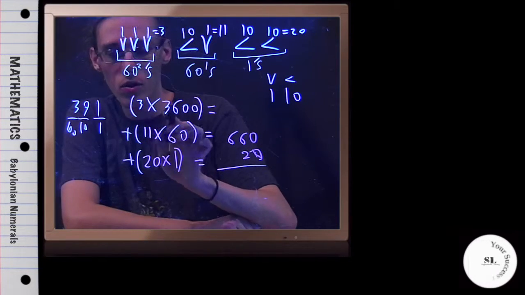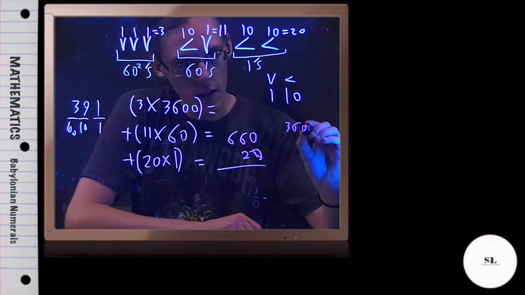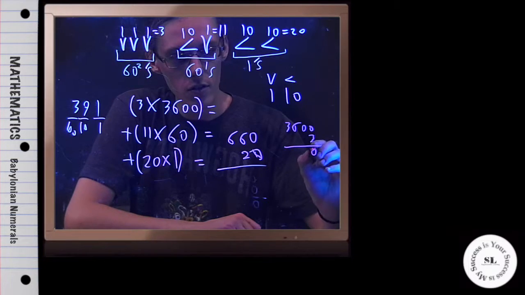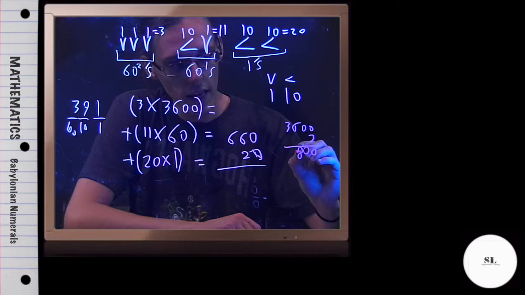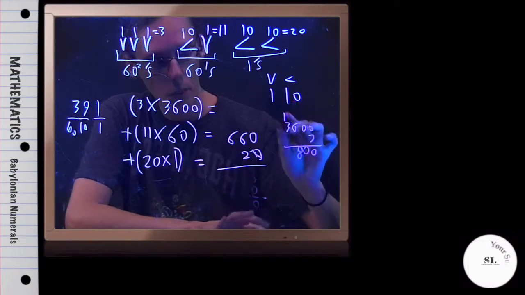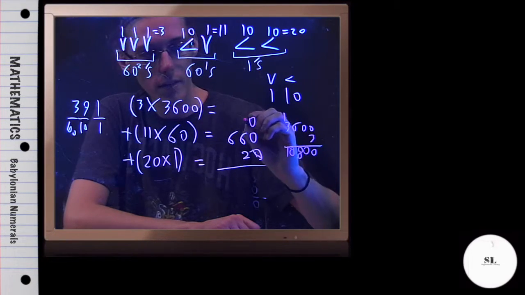Let's see. You could use a calculator or do it out longhand. I'm just going to do it out longhand, so 3,600 times 3. So 3 times 0 is 0. 3 times 0 is 0. 3 times 6 is 18, so I put the 8 here and carry the 1. 3 times 3 is 9, plus 1 gives me 10. So this is 10,800.